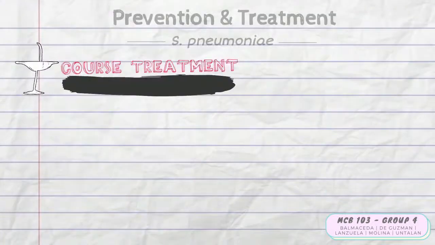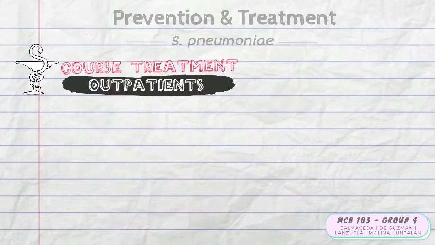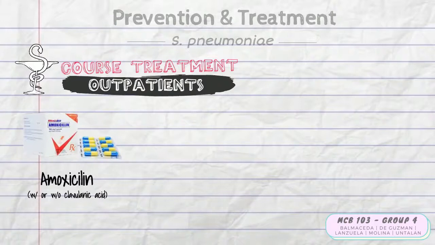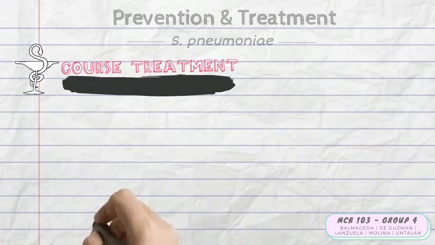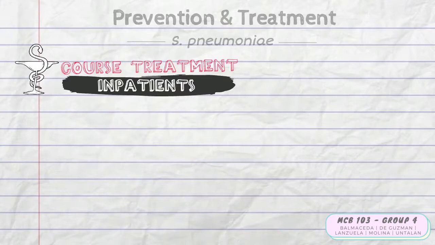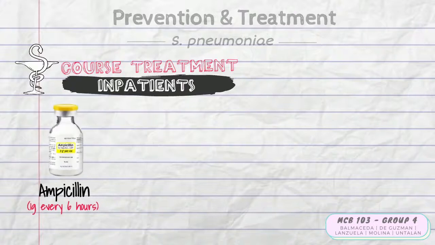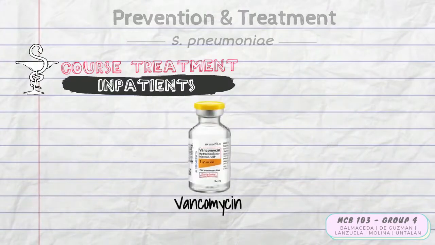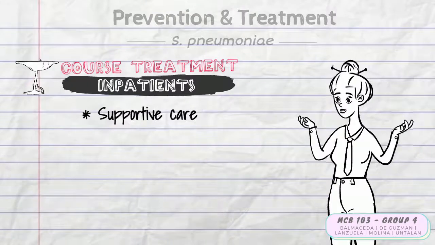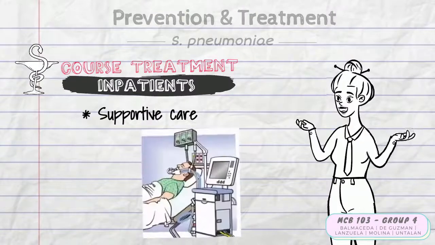The course of treatment for outpatients with invasive pneumococcal disease by S. pneumoniae is typically amoxicillin, with or without clavulanic acid, doxycycline, a macrolide, or a quinolone. On the other hand, inpatients, or those individuals who suffer severe pneumococcal pneumonia, are treated intravenously with ampicillin, ceftriaxone, or a penicillin, unless the patient is extremely ill, in which case vancomycin should be added. Supportive care may also be included when necessary, such as mechanical ventilation.